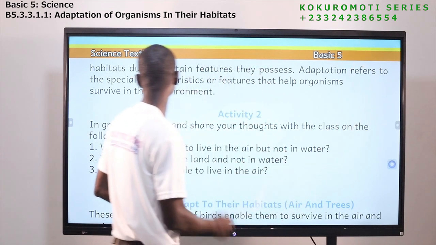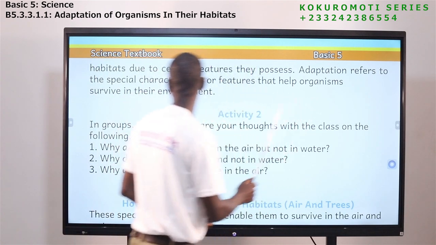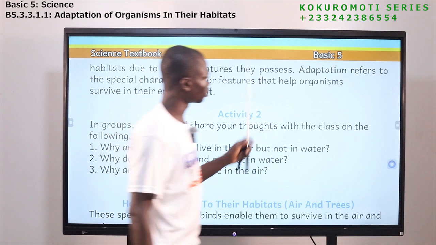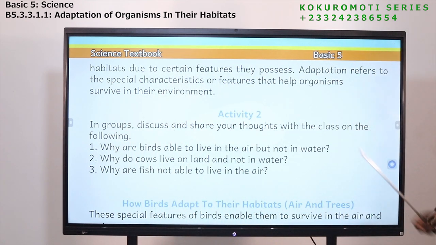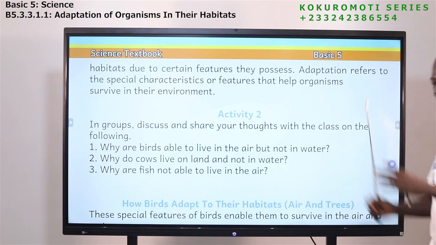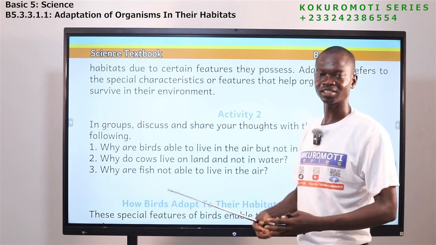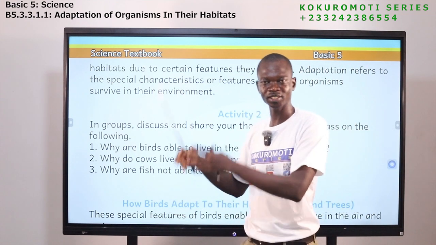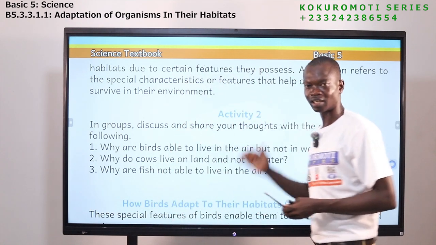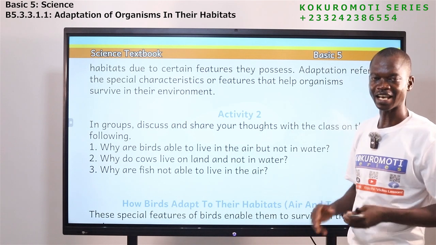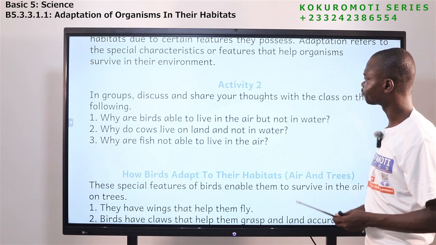Adaptation refers to the special characteristics or features that help organisms to survive in their environment. Okay, so all organisms are able to survive in their environment. All organisms are able to survive in their habitat because of the special features that they possess. So we are going to look at the organisms and how they are able to survive in their habitats. Before that, there is an activity here.